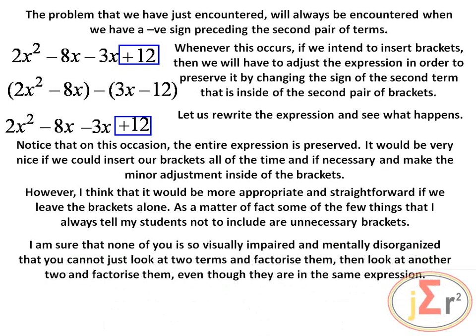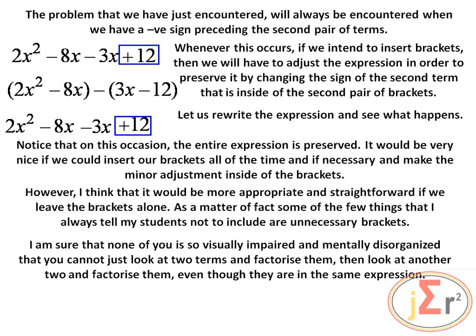I am sure that none of you is so visually impaired and mentally disorganized that you cannot just look at two terms and factorize them, then look at another two and factorize them, even though they are in the same expression. So, of course, we can just take a look at the entire expression with four terms. Just take a look at two terms. We are not looking at the first and the third, the second and the first. All that we are doing is taking a look at the two terms that follow one behind the other, and then we look at the other two.